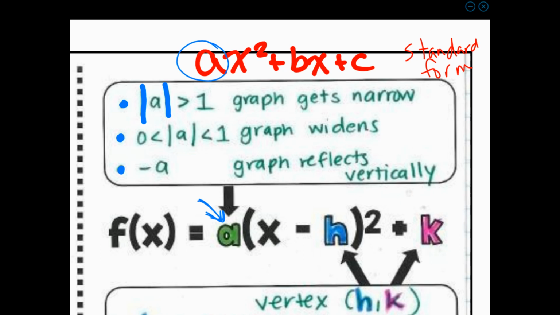So that's what this is clarifying right here. The absolute value of A, just the number itself, if it's greater than 1, then the graph is going to narrow. So your graph is going to look skinnier, or squished, I think is the word I was using in the other classes. I was saying that it's squished.